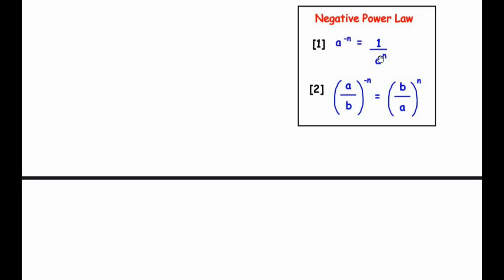So remember to change the signs of the powers and also the places of the base. Now the numerator becomes denominator and the denominator can become numerator, that is vice versa. So let us consider an example depending on the first type.